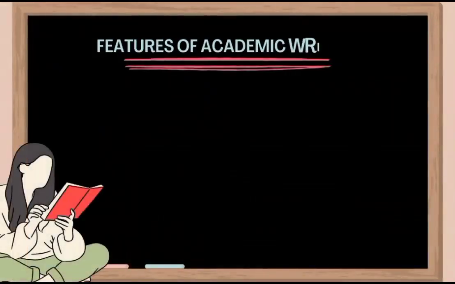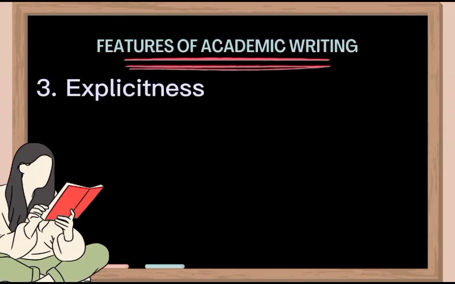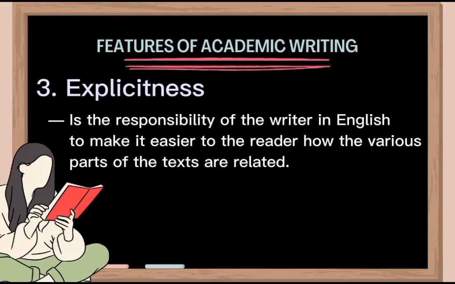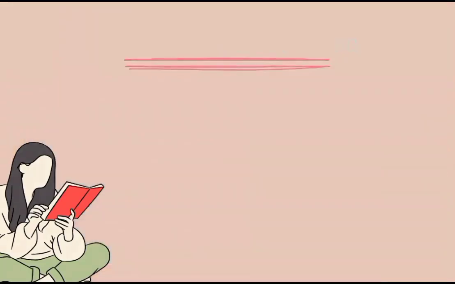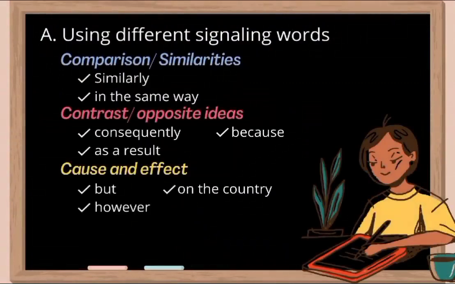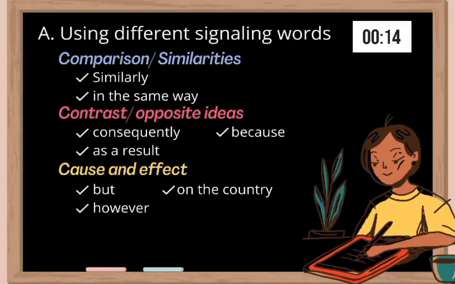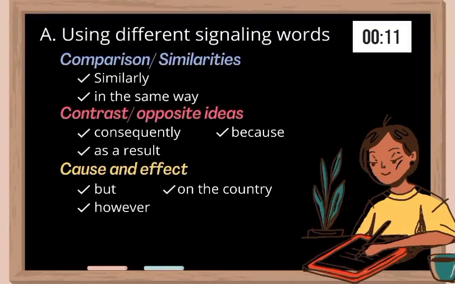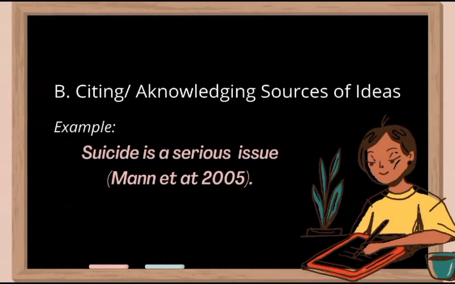Third feature of academic writing. Explicitness. It is the responsibility of the writer in English to make it easier for the reader to see how the various parts of the text are related. Using different signaling words. Citing or acknowledging sources of ideas. Example: suicide is a serious issue (Manet, 2005).